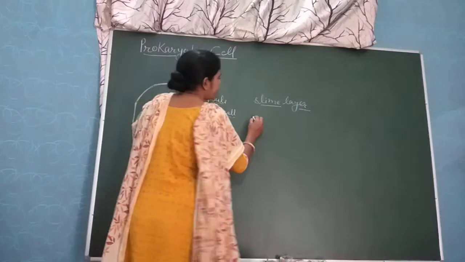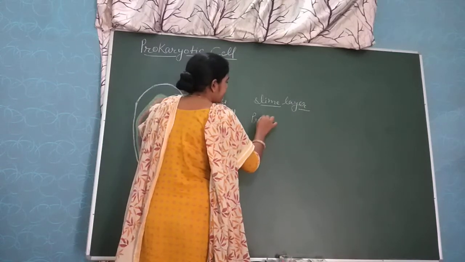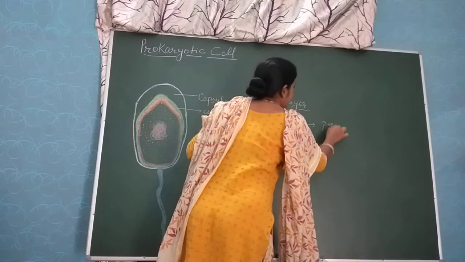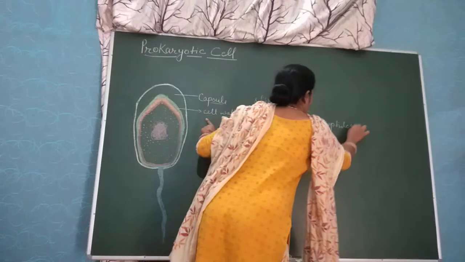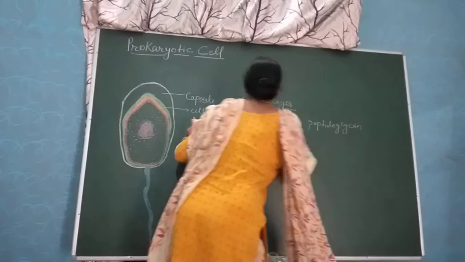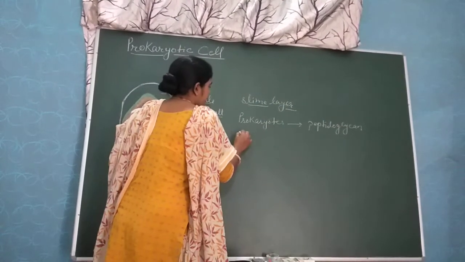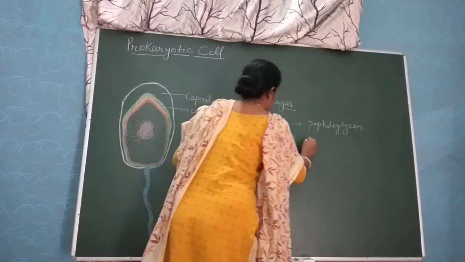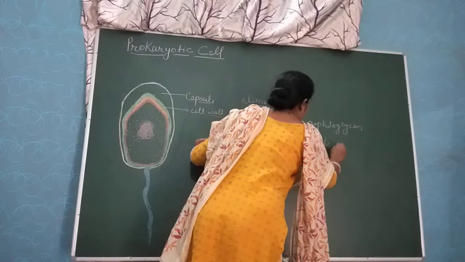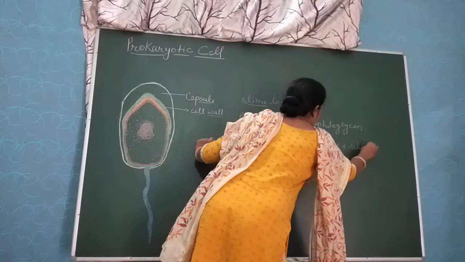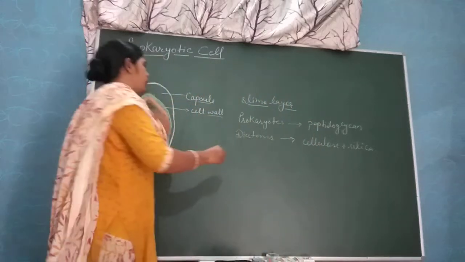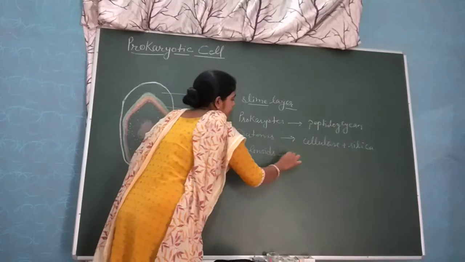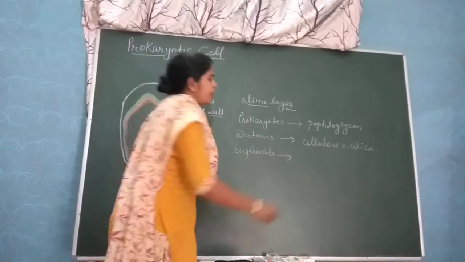You can see here in prokaryotes or bacteria, this cell wall is made up of peptidoglycans, while in protist diatoms, this cell wall is made up of cellulose plus silica. In euglenoids, in place of the cell wall, there is a protein pellicle.